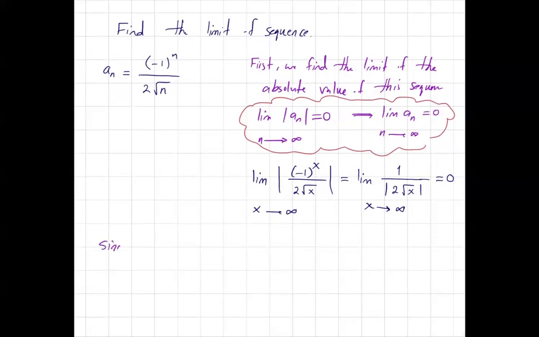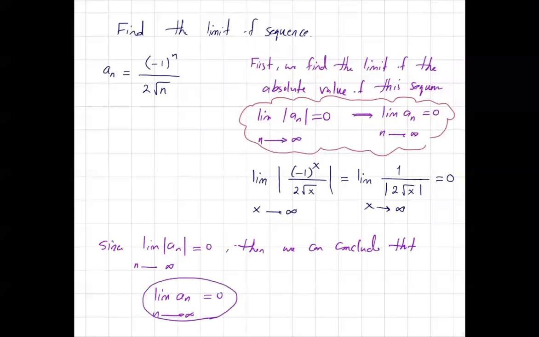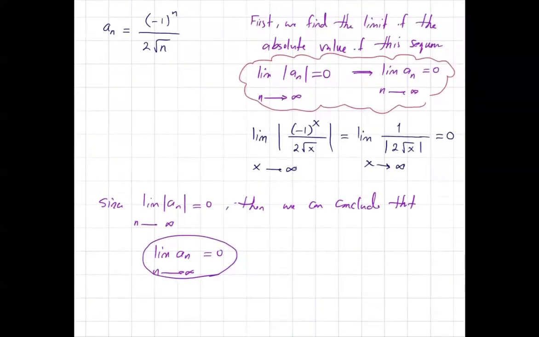Since the limit of the absolute value of a_n as n goes to infinity is equal to 0, then we can conclude that the limit of a_n as n goes to infinity is equal to 0 as well. So the sequence converges to 0. So that's our conclusion using the theorem that we introduced in class.